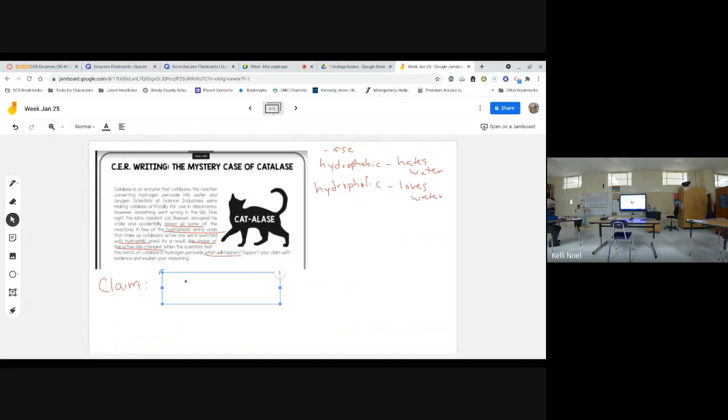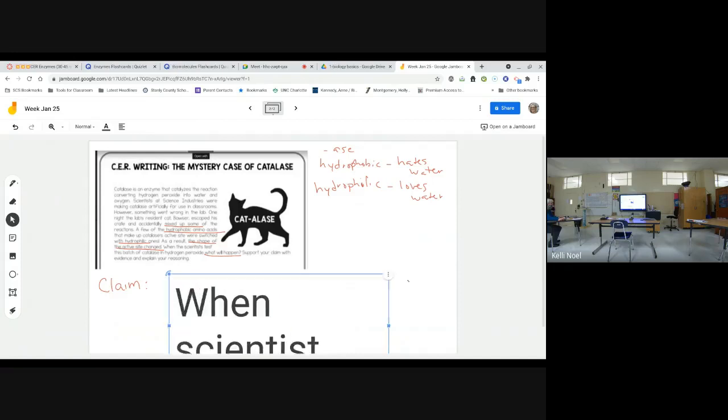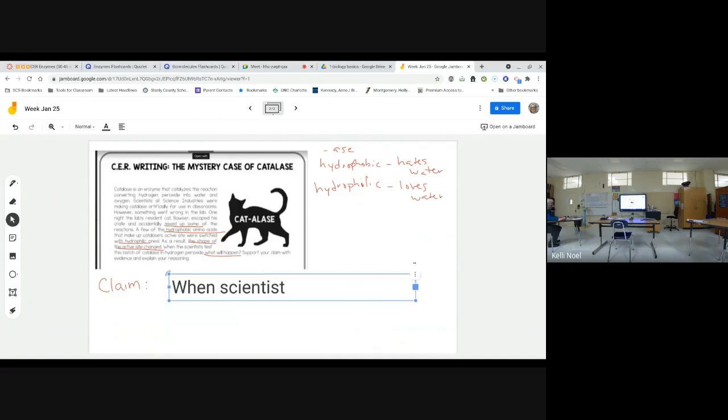So I was going to type in here. Okay, here we go. So you could say, when scientists test this batch of catalase in hydrogen peroxide, so I'm going to go back to where the question is, and I'm going to start with what they said. I'm just going to copy that first.